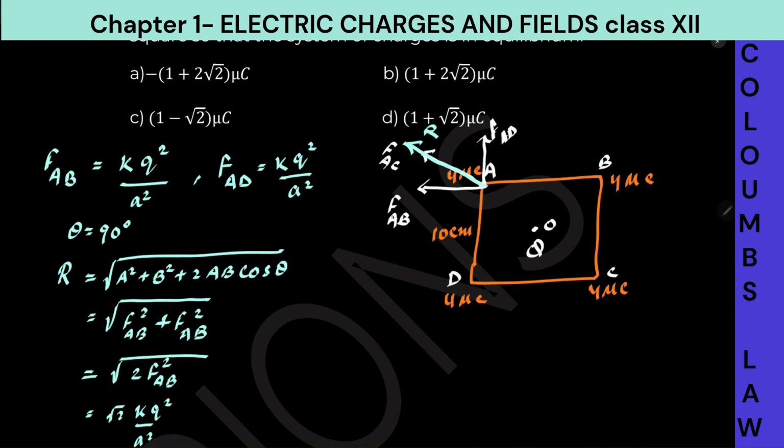Can we add both of them? Yes, directly, because theta is 0 degrees between them, so you can directly add them. So the net force acting on A, now we will get it. That will be R plus the force due to C. R is how much? Root 2 KQ square by A square, and FAC.